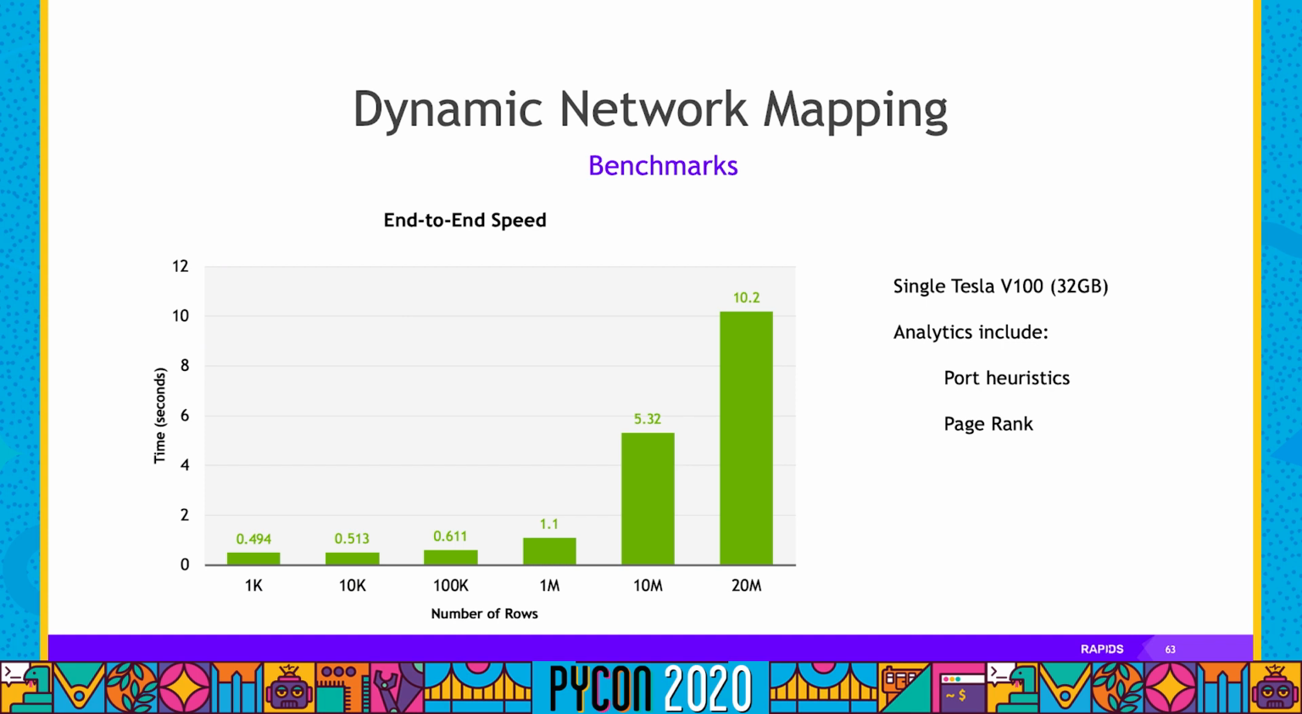These are benchmarks for our dynamic network mapping. Again, the number of rows corresponds to the number of entries in that graph. So 20 million rows, 10.2 seconds to do this. And again, this was single GPU. We have yet to benchmark it multi-GPU using the multi-GPU PageRank.